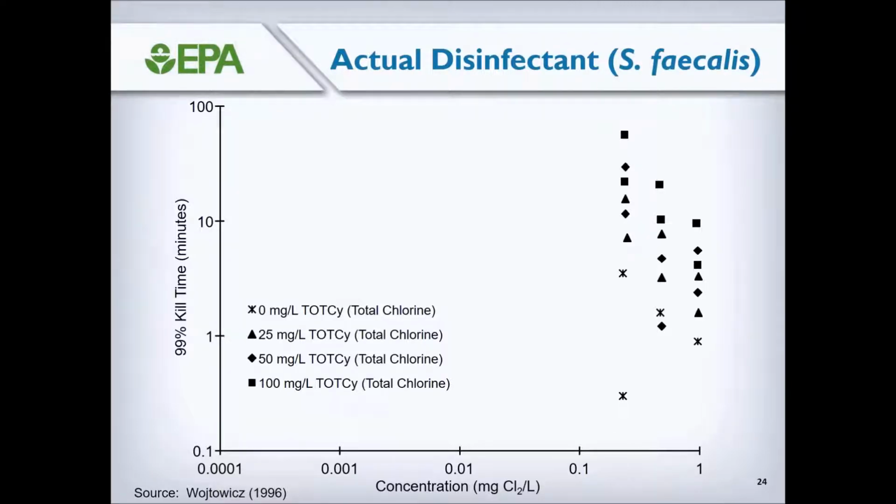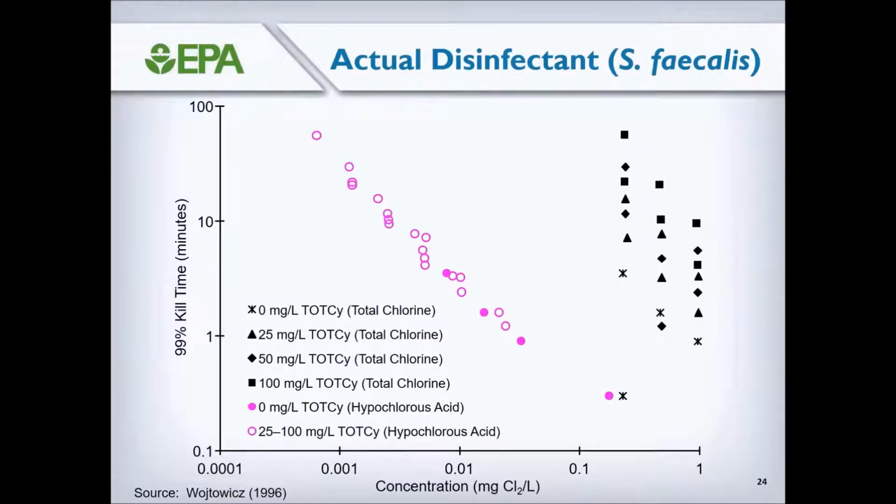And we don't see that if we plot against total chlorine concentration, but if we actually calculate the free chlorine or hypochlorous acid that's there, we then see this nice trend, which kind of shows that HOCl is actually the disinfectant in these systems, and that the chlorinated cyanurates are not important disinfectants relative to hypochlorous acid.